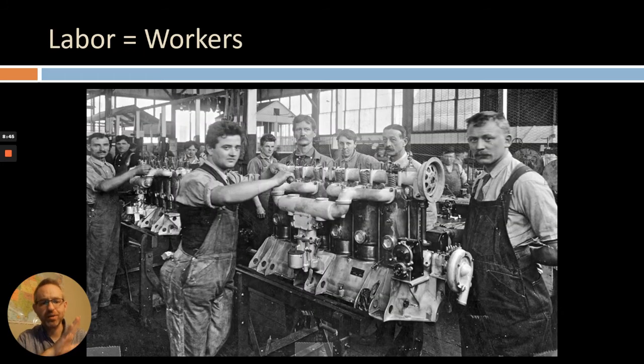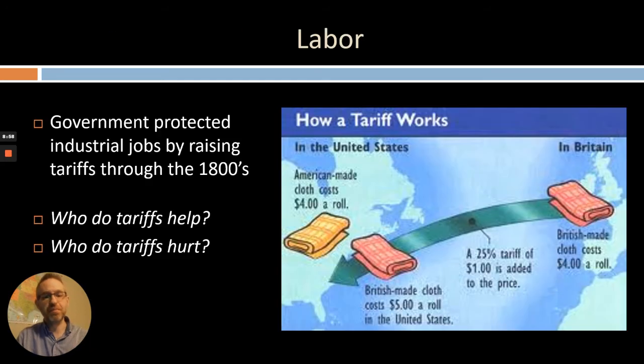So we've talked about land. Let's talk about labor. Now, labor is super easy. Labor just means the workers, the people who are actually going to do the jobs in the industrial area primarily, although it could be farms too. They're going to help us get stuff made.